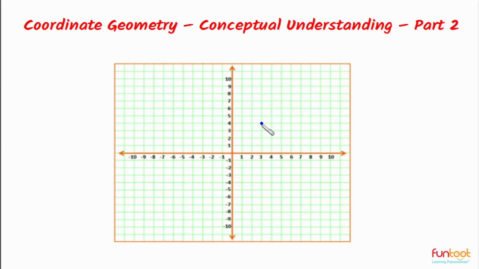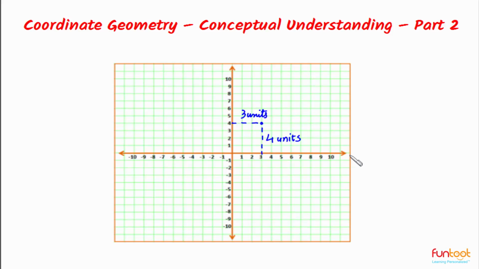Then its distance from the horizontal axis is 4 units and its distance from the vertical axis, this is the vertical axis, is 3 units. In this way, we can represent the position of any point, and position of each and every point is uniquely defined.